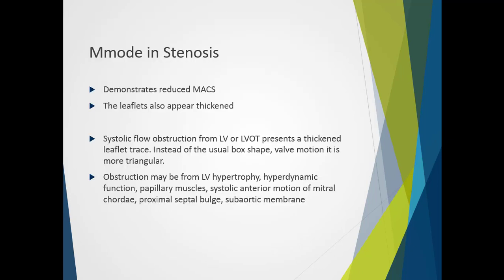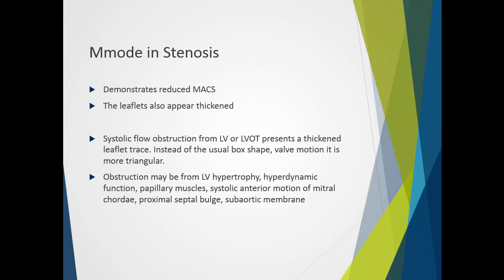M-mode still has its place in the current exam, and when M-mode is applied for aortic stenosis, we demonstrate what we call MAX, or reduced maximal aortic cusp separation. The leaflets will also appear thickened. Systolic flow obstruction from the left ventricular outflow tract is represented by a thickened leaflet trace different to a calcific tracing. This is due to a fluttering of the leaflet. Instead of the standard box-shaped motion, it is more triangular.